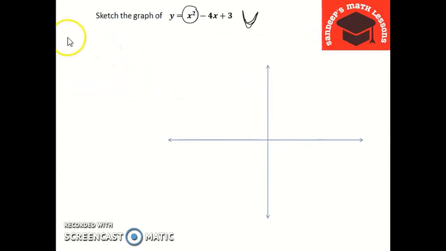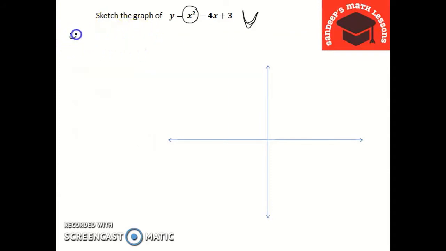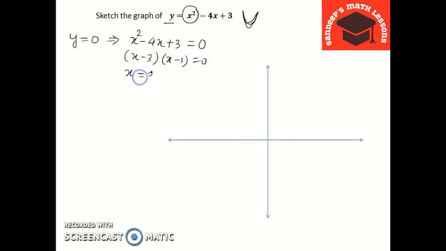To find the x-intercept, that means where the graph crosses the x-axis, I should put y equals 0. So x square minus 4x plus 3 should be equal to 0. If I factorize, x minus 3, x minus 1 equals 0, which gives me either x as 3 or x as 1. That means these are the 2 points where the graph crosses the x-axis.